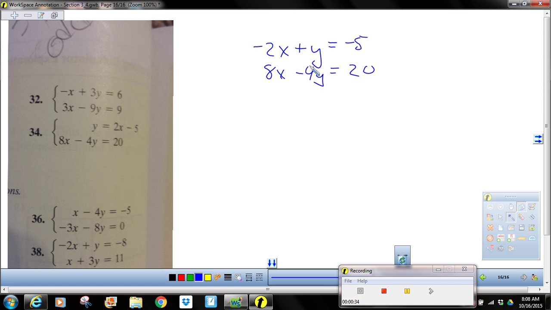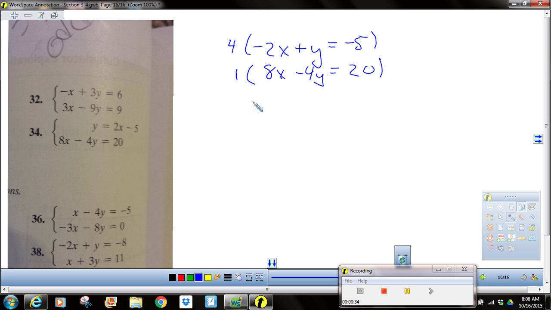I can work with either the x's or the y's. I think I'm going to work with the y's on this one. This seems like a lot of times what we work with. To have additive inverses on the y's, a common multiple. It's hard to keep straight common factors and common multiples. A common multiple will be 4. So I'm going to put a 4 right here and a 1 right here. That way I have 4y and -4y.